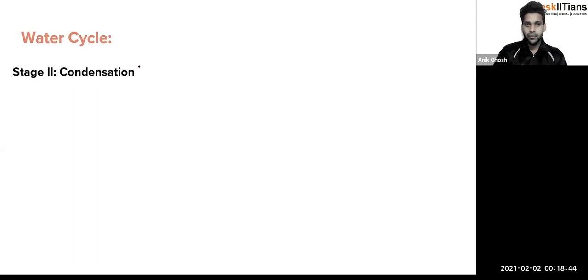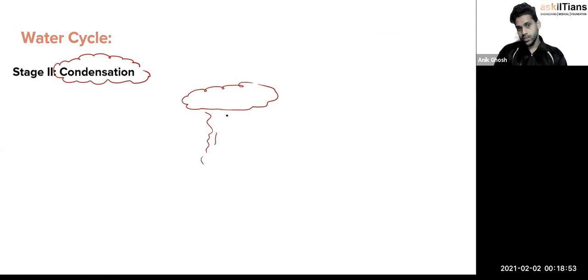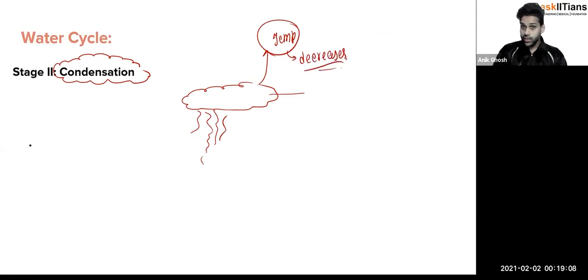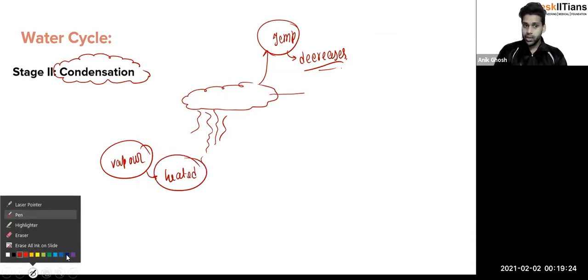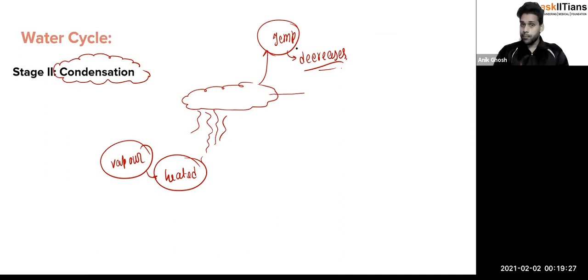Now in condensation, what happens is, after reaching the cloud, the water particles move up, and as they move up, what happens to the temperature? It decreases, isn't it? So first, here the water is in the form of vapor. Okay, why? Because it is heated up by the sun. So for that reason, it is now a vapor. But when it goes up, the temperature decreases.